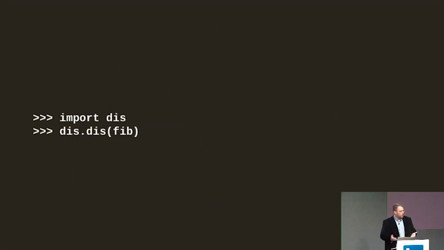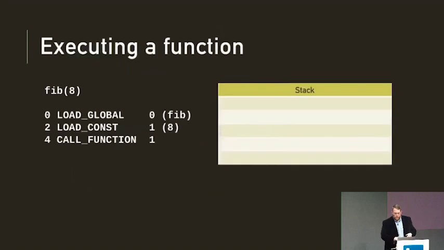Suppose we want to call that Fibonacci function. Let's say we want the eighth Fibonacci number. What's going to happen is we're going to type fib 8. That's going to turn into three bytecode instructions. And so we're going to start doing this. Our stack is empty right now.